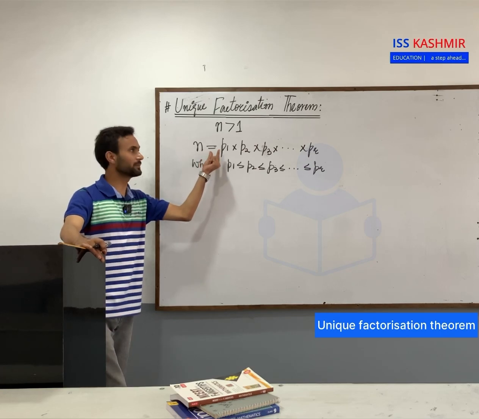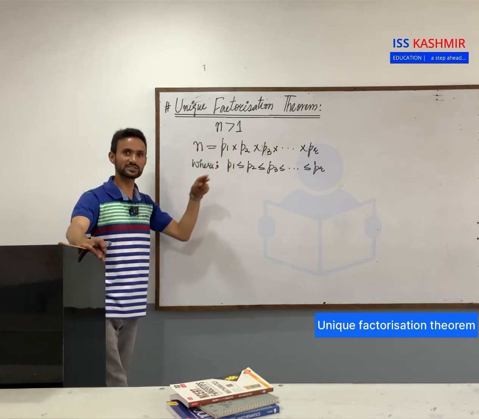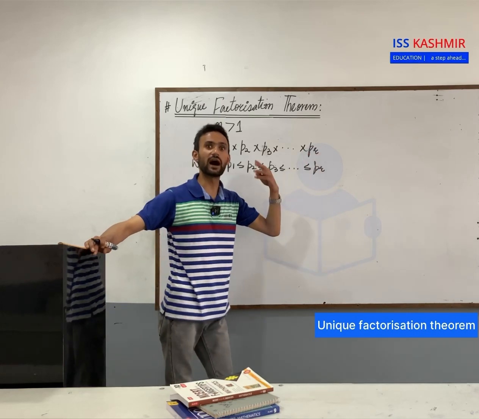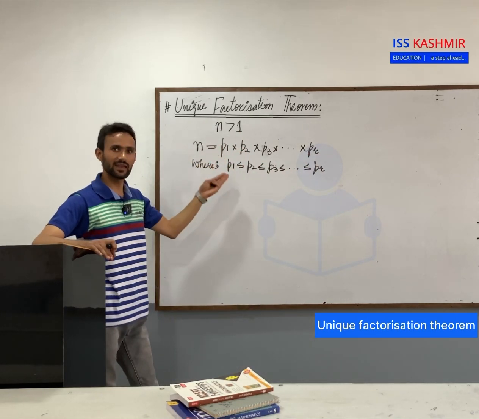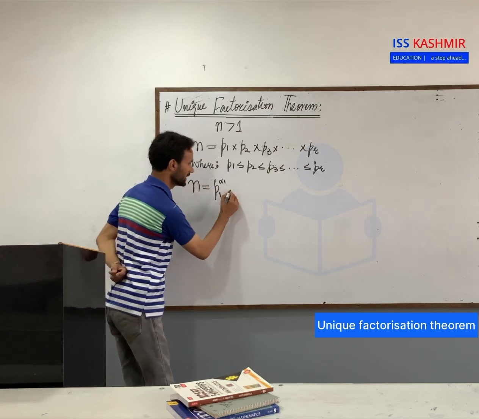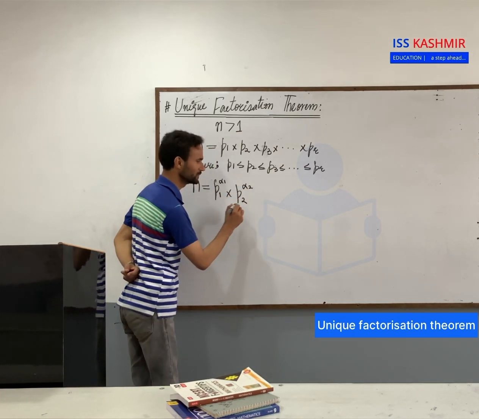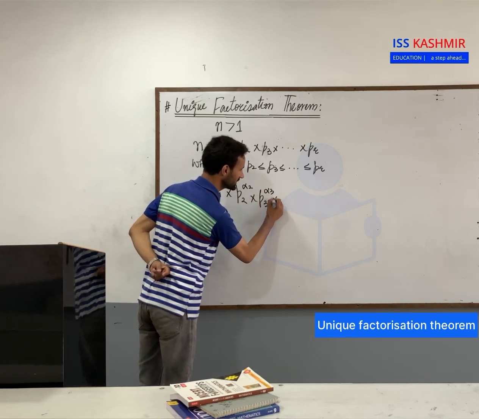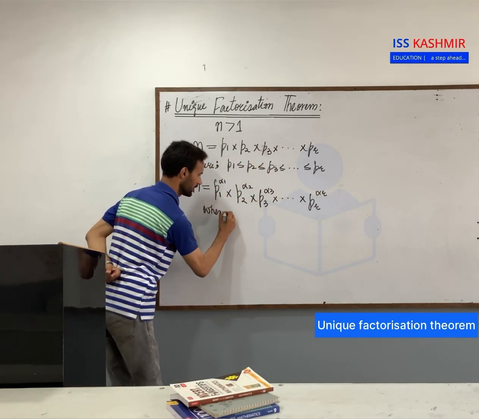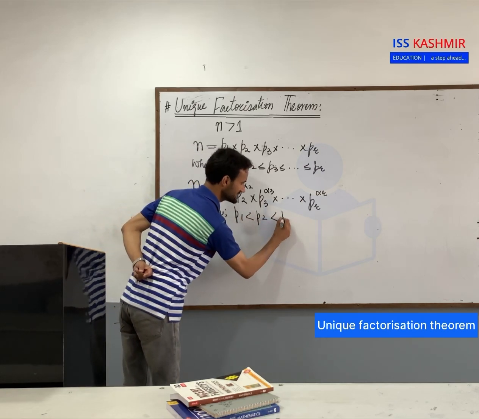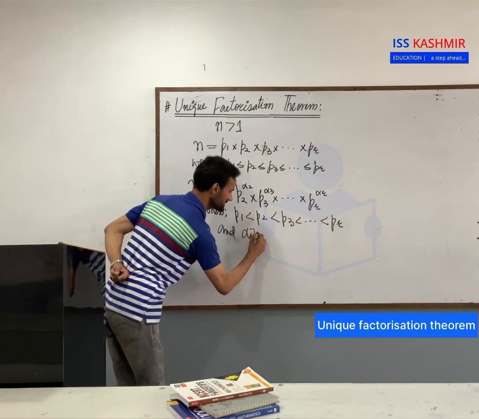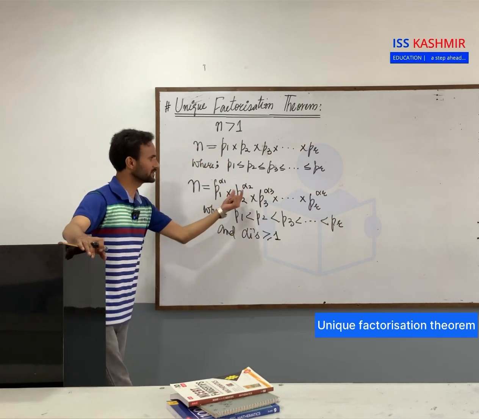If in this representation p1 occurs alpha 1 times, p2 occurs alpha 2 times, similarly p3 occurs alpha 3 times and so on up to pr occurs alpha r times, then the above equation can be represented as n equal to p1 raised to the power alpha 1 into p2 raised to the power alpha 2 into p3 raised to the power alpha 3 and so on, pr raised to the power alpha r, where p1 less than p2 less than p3 and so on less than pr, and alpha i is greater than or equal to 1 for i running from 1 to r.